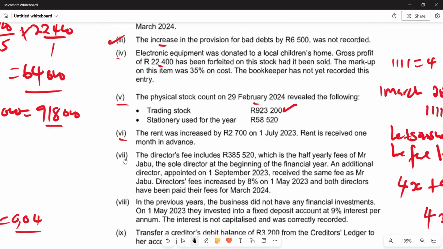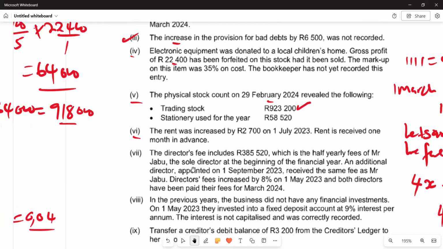It means we are supposed to identify, because if you go back there, we are seeing that an additional director was appointed on 1 September 2023, received the same fee as Mr. Jabu. And we are told that directors' fees increased by 8% on 1 May 2023. And both directors have been paid their fees for March 2024. March 2024 is a period outside our financial period. So there is a prepayment of directors' fees for both directors. So we have to find that fee for March, and then you multiply by 2 to make it for two directors, since they are being paid the same amount of directors' fees.